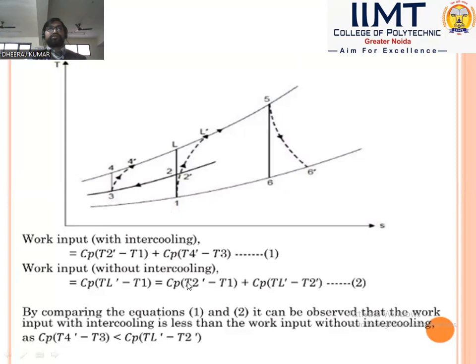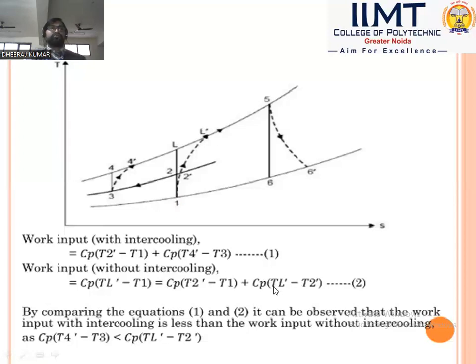So this TL dash is written as Cp (TL dash minus T2 dash) plus Cp (T2 dash minus T1). This is broken into two parts: Cp (TL dash minus T2 dash) plus Cp (T2 dash minus T1).